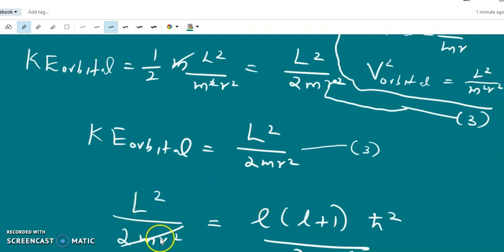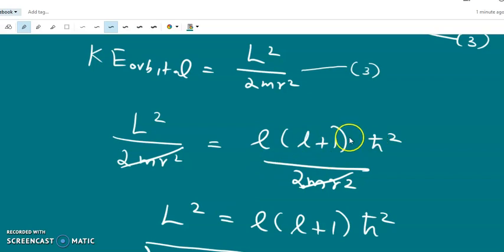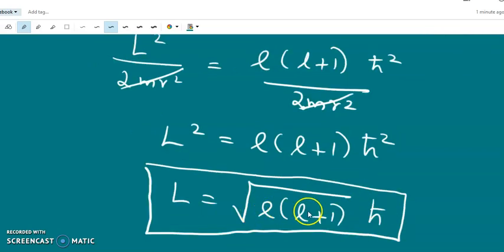So substituting this equation of kinetic energy orbital in equation number 1, we have kinetic energy orbital is equal to L square by 2mr square. According to equation number 1, this is l into l plus 1 cross h square by 2mr square. One of the 2mr squares on both sides gets cancelled. Then we get L square is equal to l into l plus 1 cross h square.